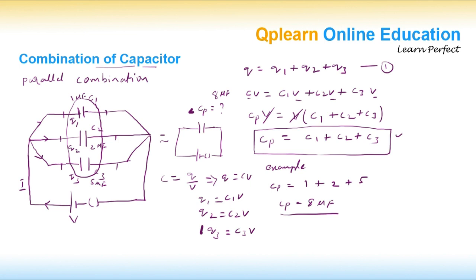Clear? So this is the diagram, and this is the derivation and final answer. This is one example. I think you understood very well.